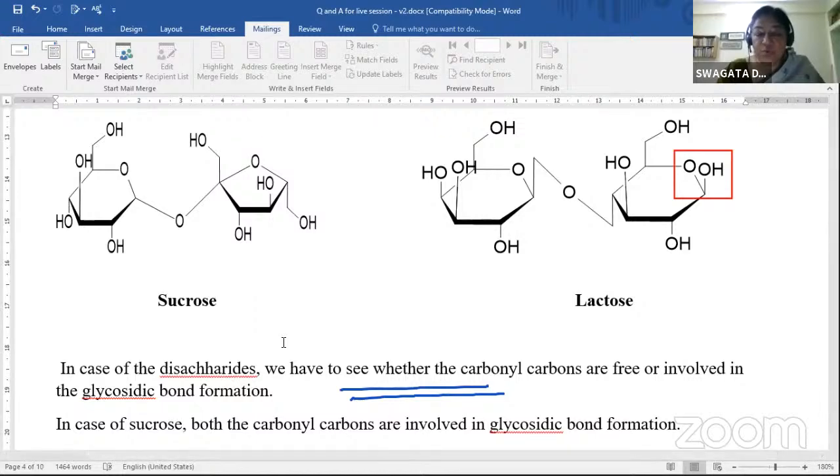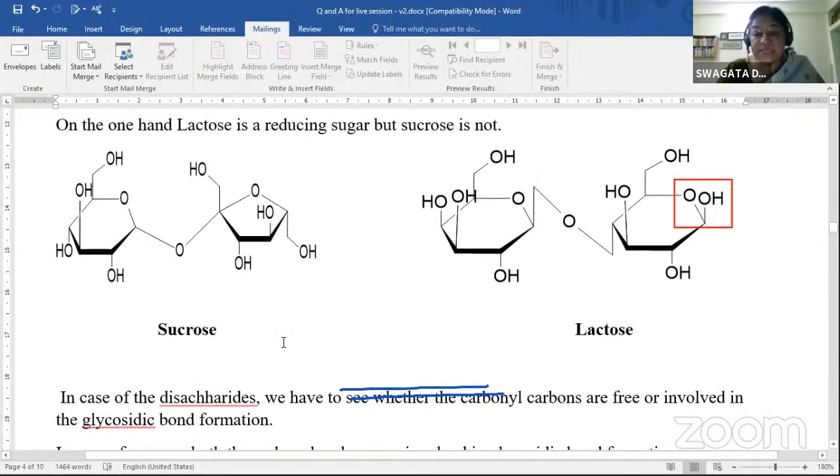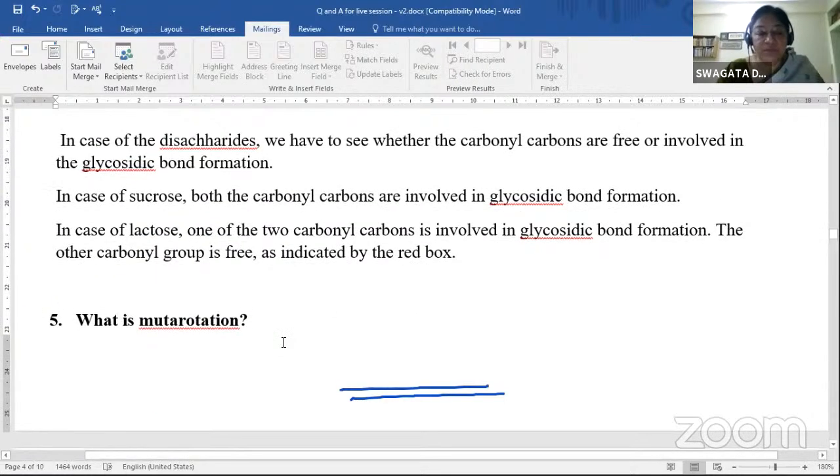In the case of sucrose, both of these are involved in the glycosidic linkage, so they are not free. If they are not free, they cannot be involved in the reduction, to form, say, the silver mirror or any other reagent that we might be looking at. The one we can see in lactose is free. So whether it is a reducing sugar depends on whether the carbonyl carbon is free or not. And in disaccharides, they may connect to each other and not remain free.